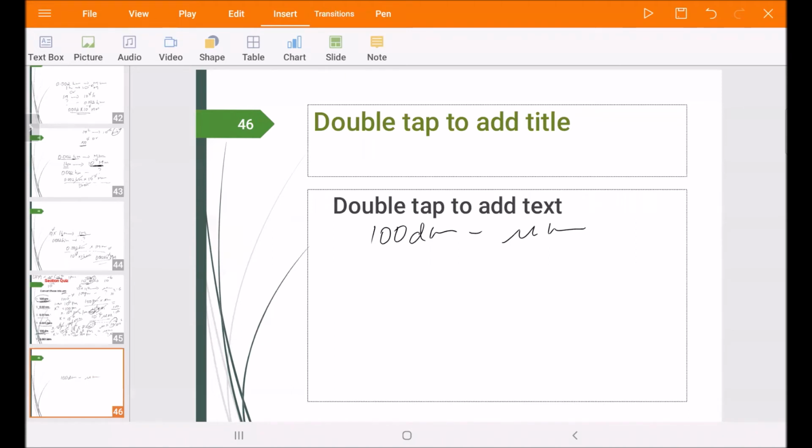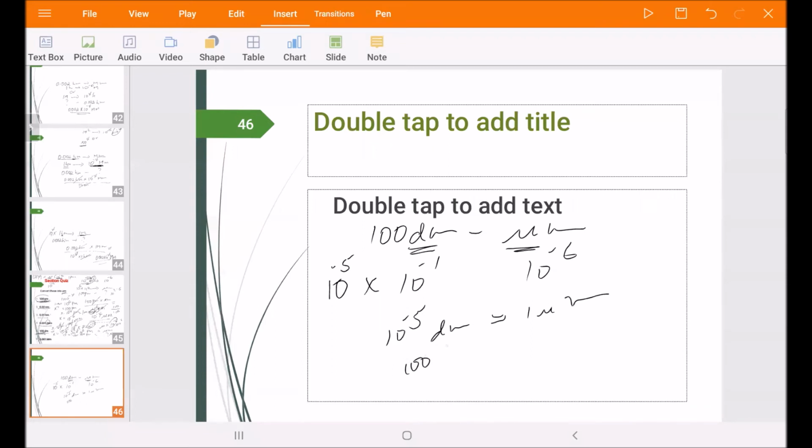Remember to develop a relationship between deci and micro. Deci is 10 to the power of minus 1 and micro is 10 to the power of minus 6. So I have to either multiply this by 10 to the power of minus 5 or by 10 to the power of 5. So 10 to the power of minus 5 decimeter is equal to 1 micrometer.